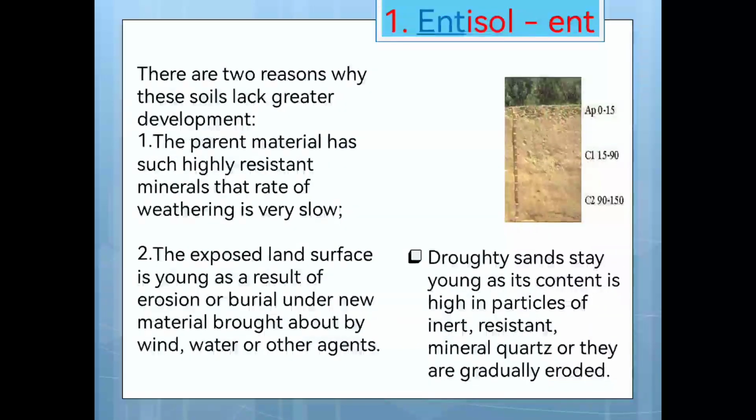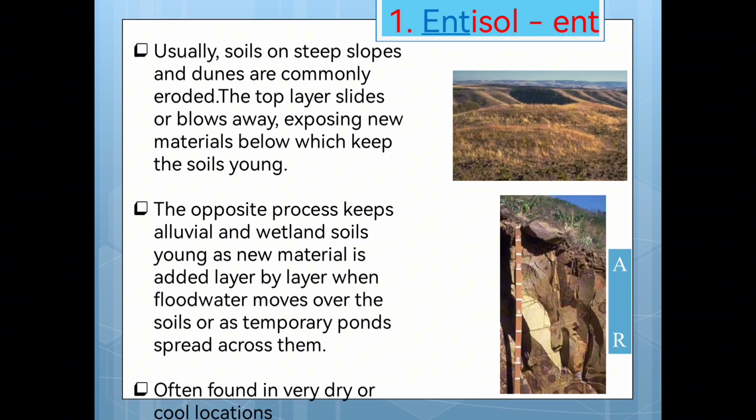And there are two reasons why these soils lack greater development. First, the parent material has such highly resistant minerals that the rate of weathering is very slow. It takes a long time for the parent material to weather, so its development is also slow. Second, the exposed land surface is young as a result of erosion or burial under new material brought by wind, water, or other agents. And droughty sand stays young as its content is high in particles of inert, resistant mineral quartz, or they are gradually eroded. These are usually found on steep slopes and dunes, which are commonly eroded quickly because the top layer slides or blows away, exposing new materials below which keep the soil young.